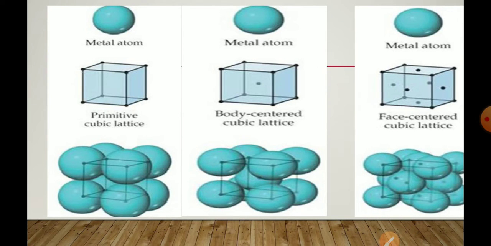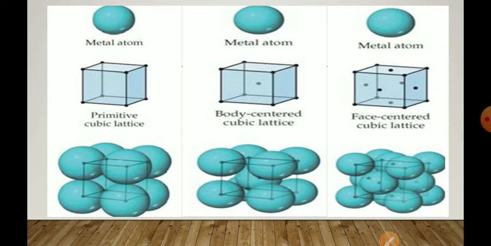The next one is the face centered unit cell. Face centered unit cell means particles are present at the corner. Just look at this diagram. The particles are present at the corner. In addition to that, each face contains one particle, present exactly at the center of the face. Therefore, it is a face-centered cubic lattice. It is completely a cube.